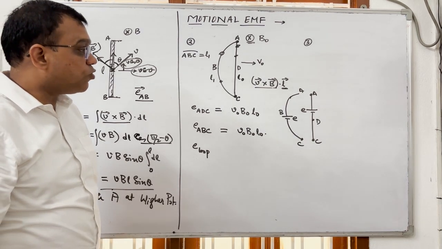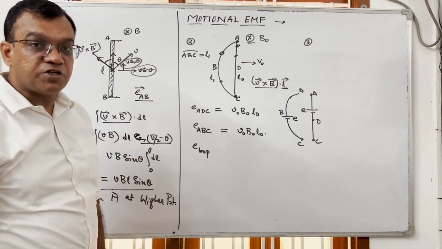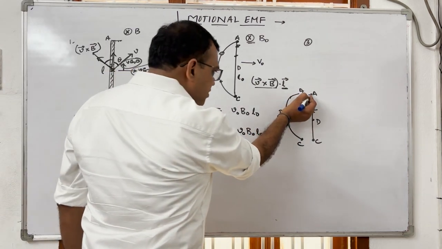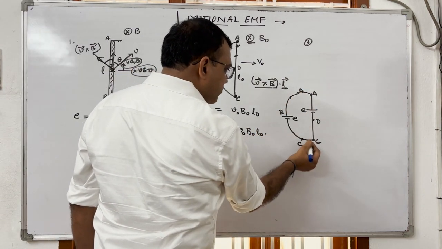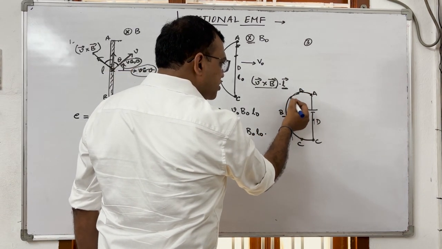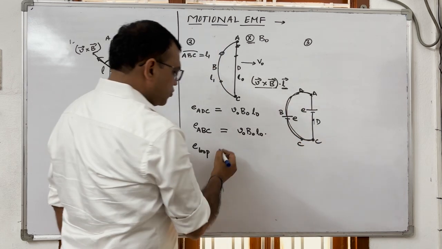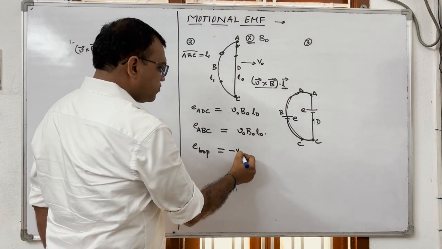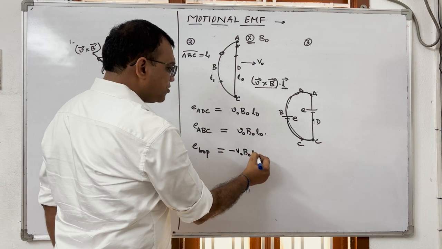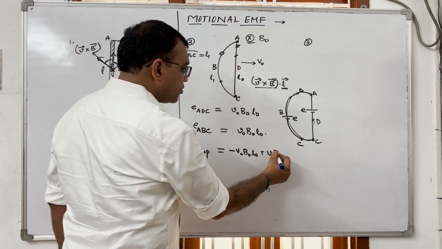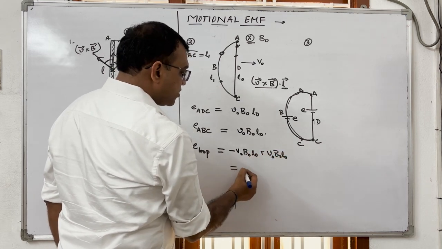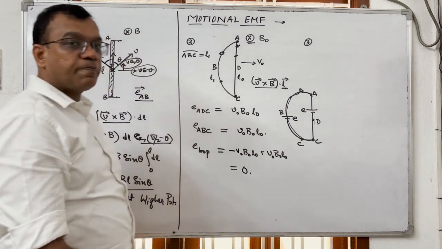Now we are to also find the EMF induced across the loop. Then it is very simple. The EMF induced across the loop is minus E plus E. So it will become minus V0 B0 L0 plus V0 B0 L0, and the answer comes out to be 0.